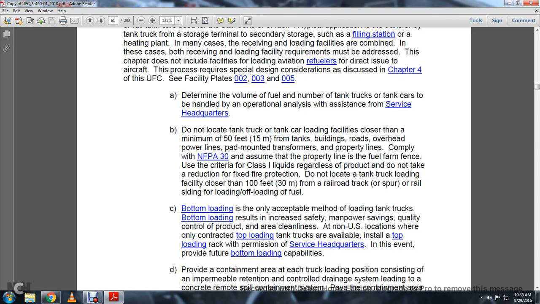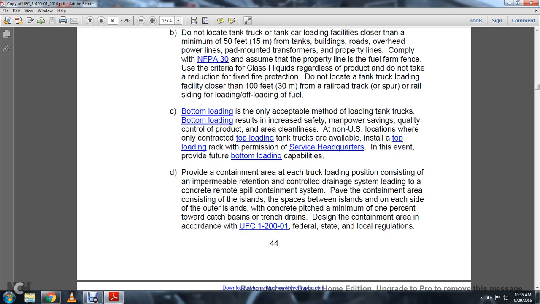A. Determine the volume of fuel and the number of tanker trucks and tanker cars to be handled with operational analysis assistance from the service headquarters. B. Do not locate a tanker truck or tanker car loading facility closer than a minimum of 50 feet from tank buildings, roads, overhead power lines, mounted transformers, or property lines. Comply with NFPA 30. Assume the property line of the fuel farm fences the criteria for Class 1 liquids regardless of the product. Do not take a reduction for fixed fire protection. Do not locate the tanker truck loading facility closer than 100 feet from a railroad track, spur, railway siding, loading or offloading facility, or fueling facility.